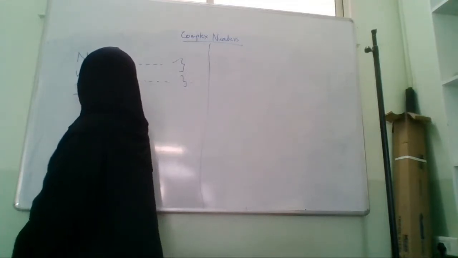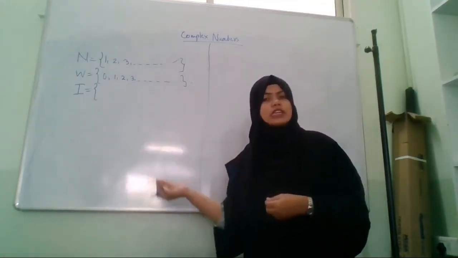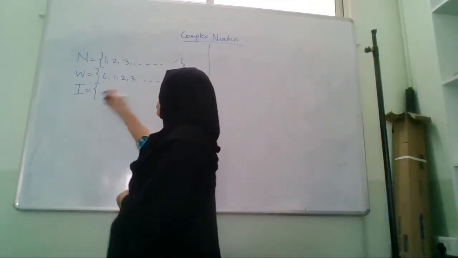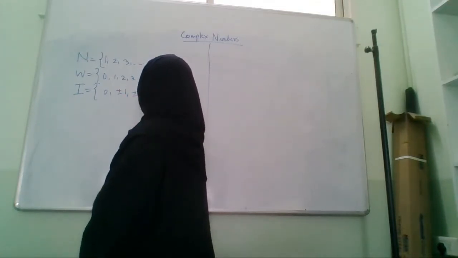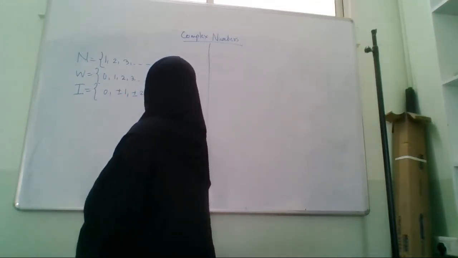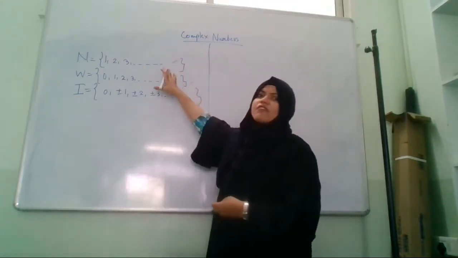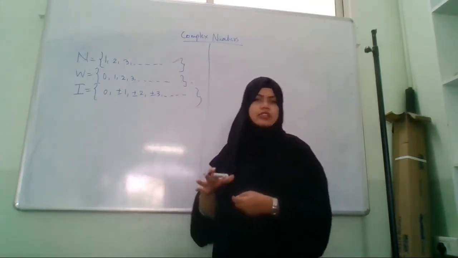Now the next is the set of integers. So integers means a set of numbers containing all the positives and the negatives together with 0. So it is 0, plus minus 1, plus minus 2, plus minus 3 and up to infinity. So till here we have the pure numbers, right? We don't have the fractions etc.